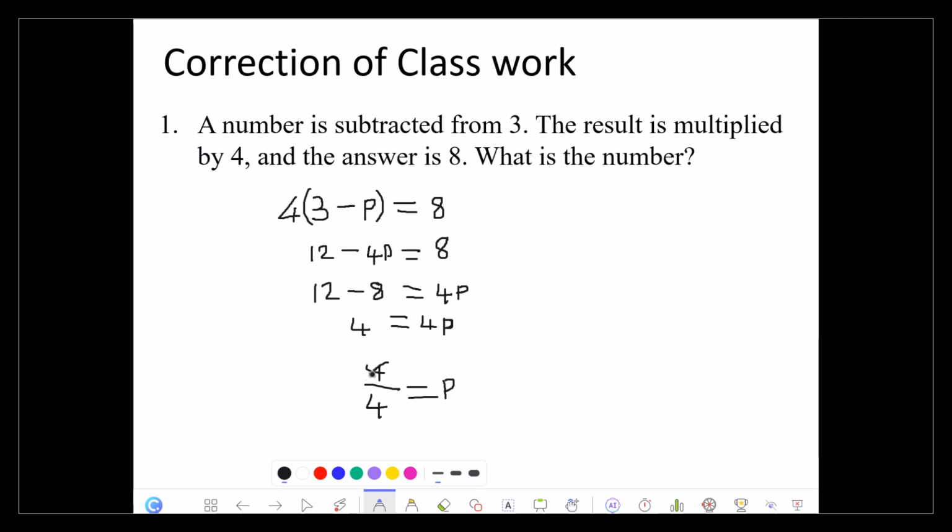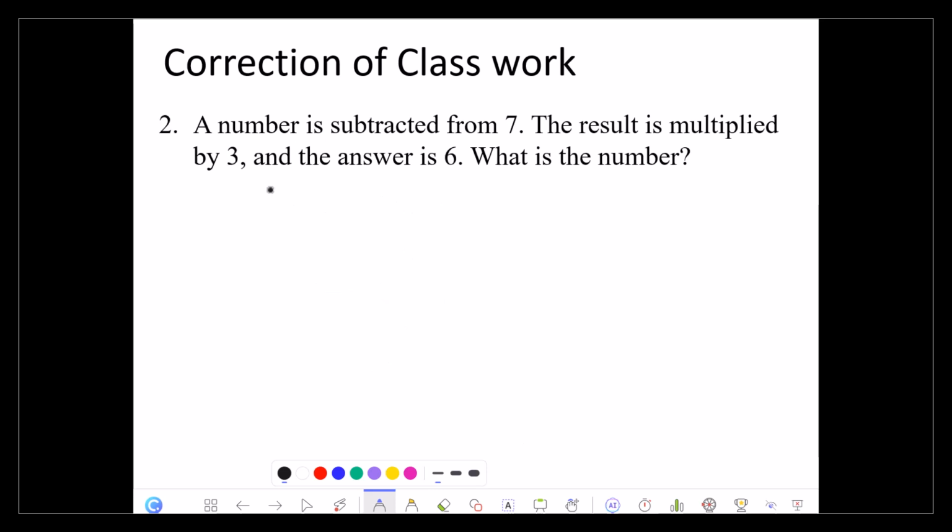Now 4 will cancel out 4. That is 1. Therefore P is equal to 1. So that is the answer to this number 1 question. So let's go to number 2 question.